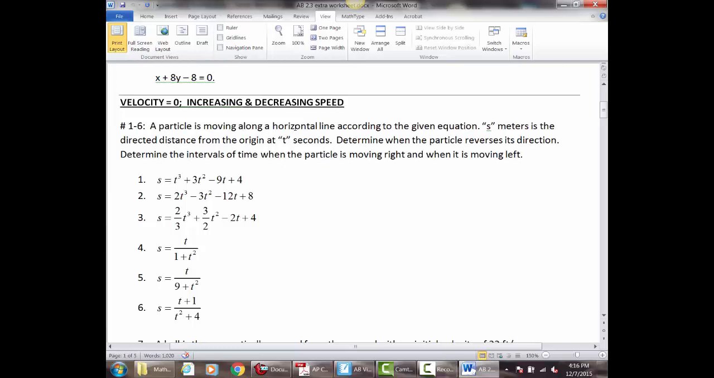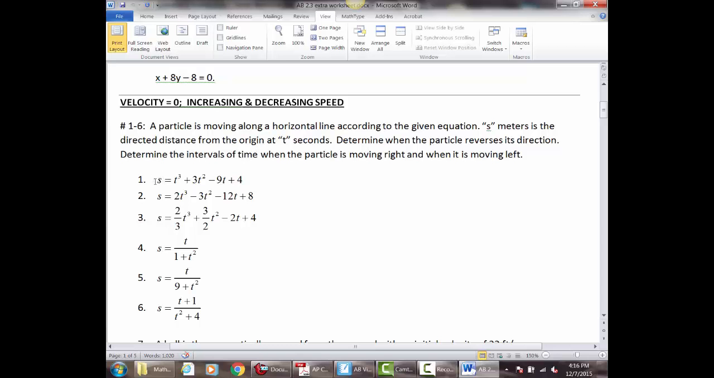A particle is moving along a horizontal line, so it is horizontal movement, which is why the position function can look very different. It can have trig in it, quotients, all kinds of things. It's not like acceleration due to gravity on planet Earth. S meters, so they are letting you know that your distances are in meters, is the directed distance from the origin at t seconds.